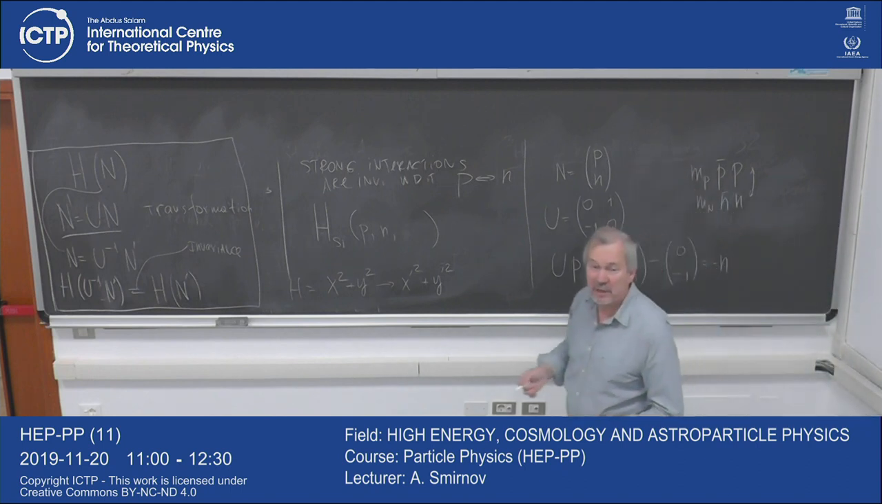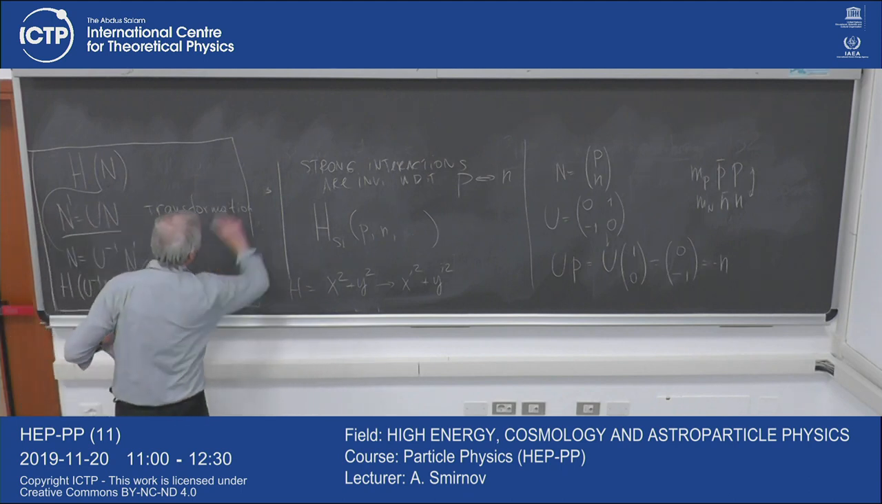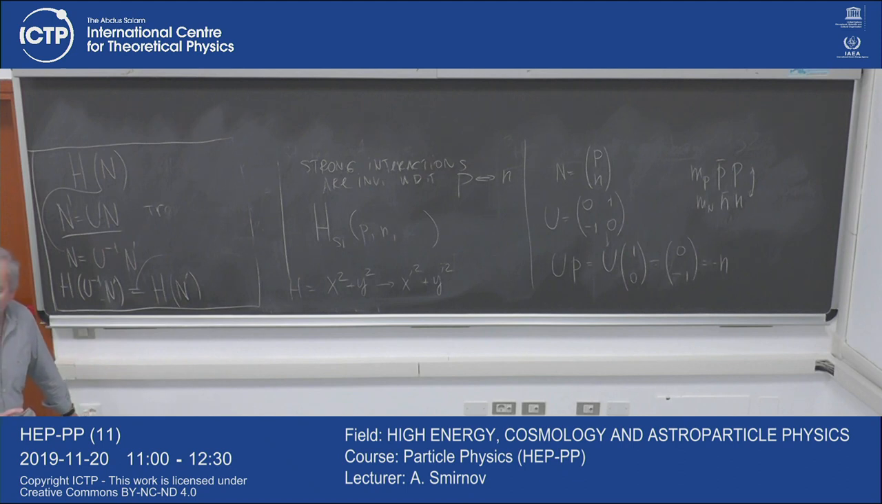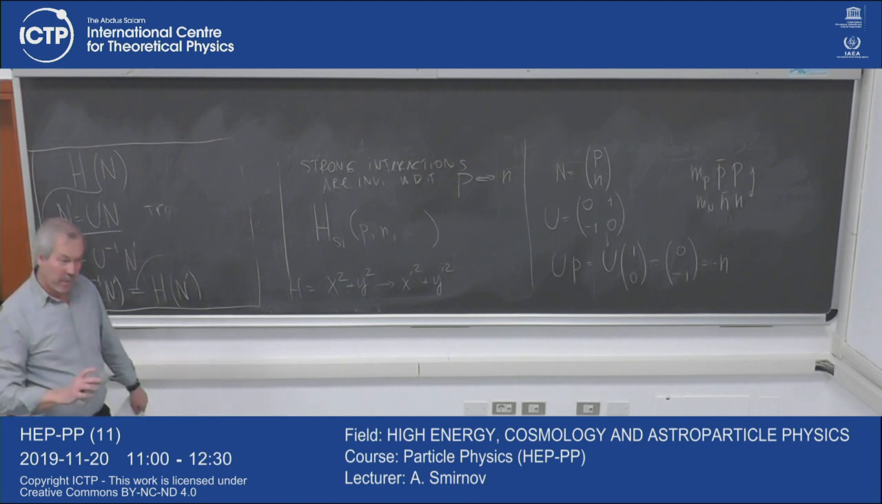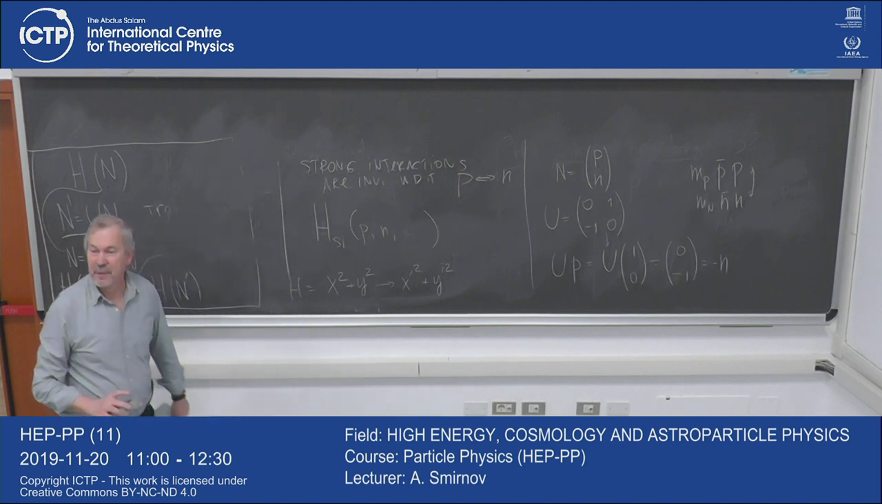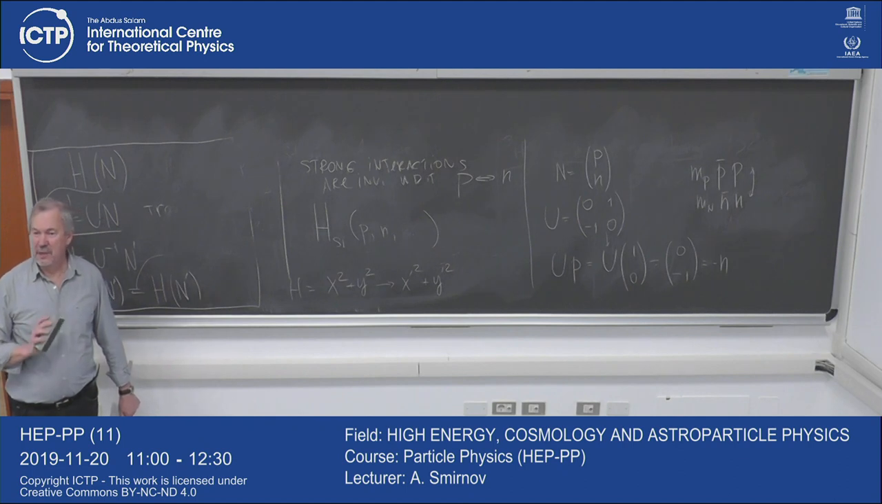And this is even for kinetic terms. Right? The kinetic term is again a bilinear form of this P and N. But we know that the two masses are not the same. Which means that this symmetry is broken by electromagnetic interactions, because the difference of masses is due to electromagnetic interactions. So that's the key point.